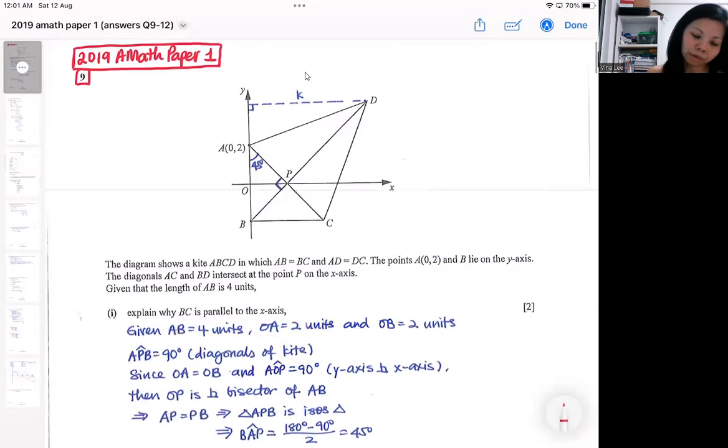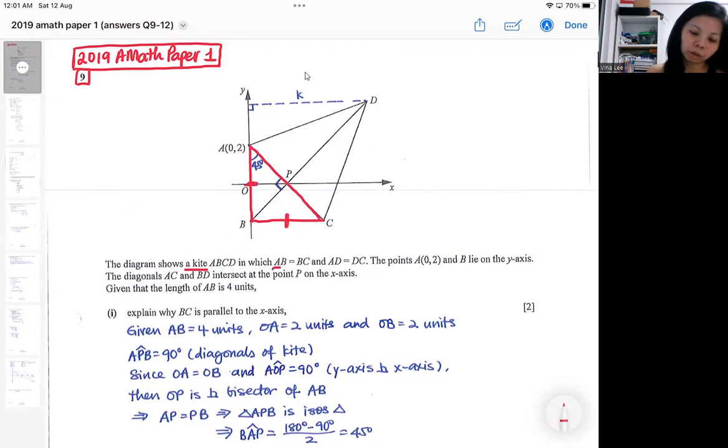So the moment they mention a geometrical shape, you should target a lot of things based on the properties of a kite. So if you need to, you should go and refresh on the properties of a kite. One of the most common properties is that a kite is actually made out of two isosceles triangles.